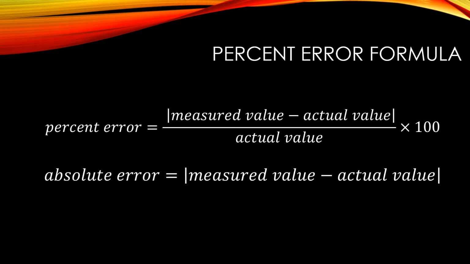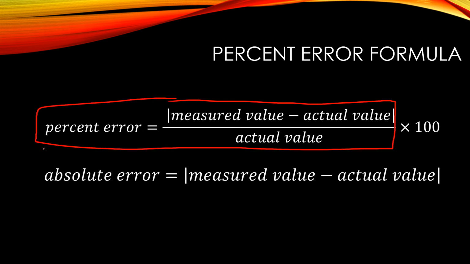The last thing I want to talk about is percent error. So this is our percent error formula. Now it has measured value minus actual, all divided by actual. So this part right here looks fairly similar to our percent increase and decrease, and the only thing that's different is it has this times 100 at the end. And if you think about it, we kind of did that with some of the other problems.